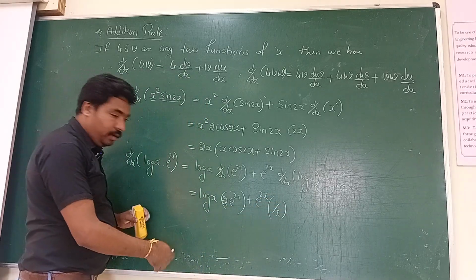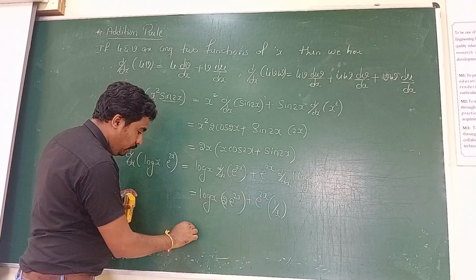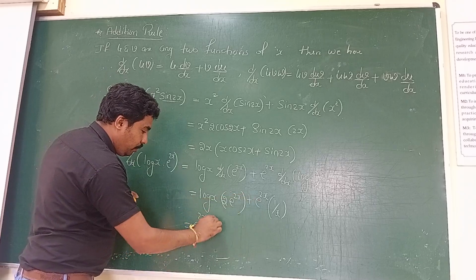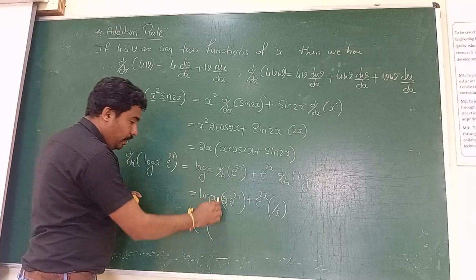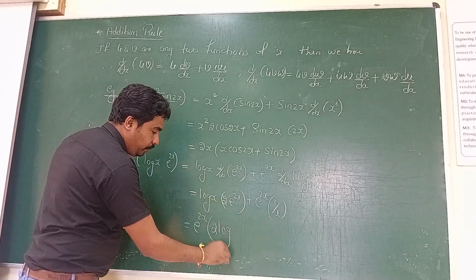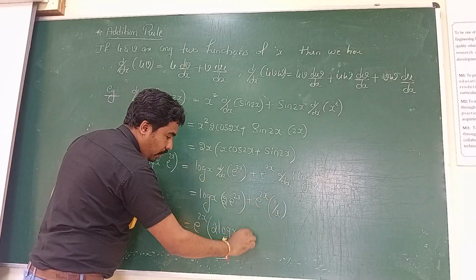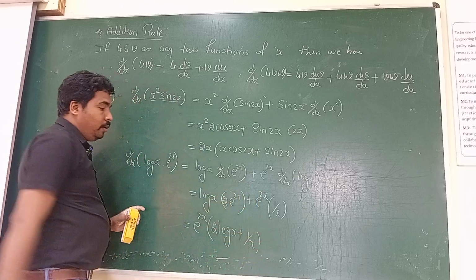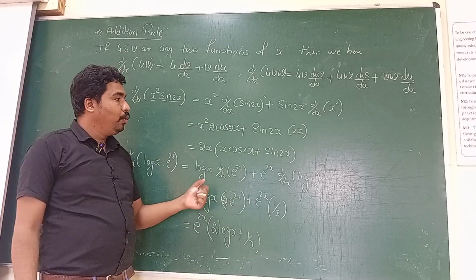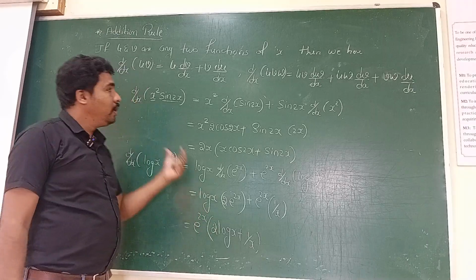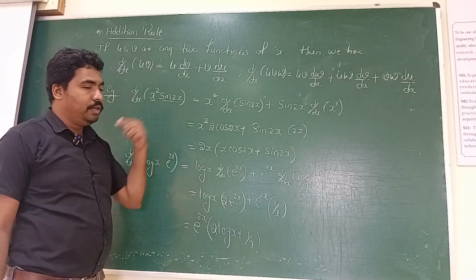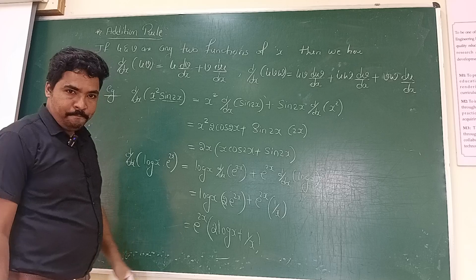If we simplify it further, e^(2x) is common on both sides. If we take e^(2x) outside, what is remaining? It is 2 log x plus 1/x. Dear student, this is how to operate the product rule or multiplication rule for any two functions or three functions of x.